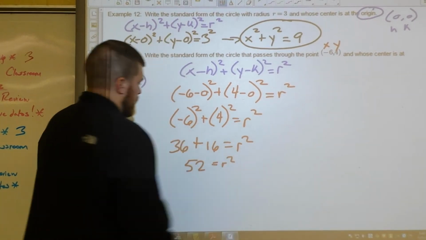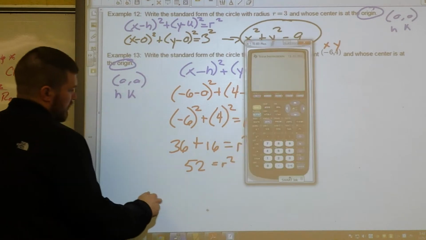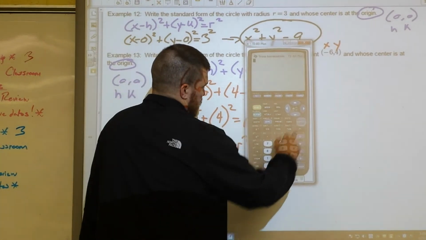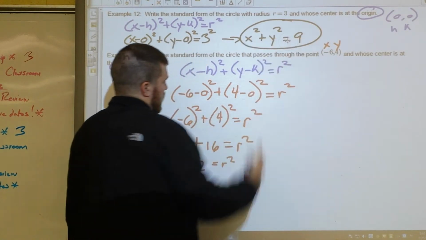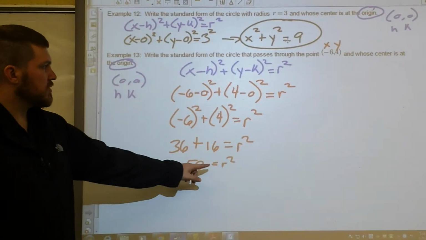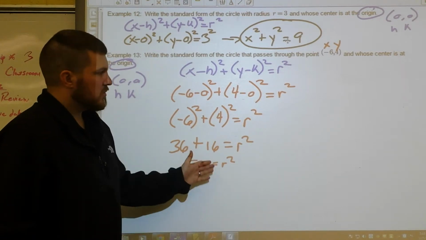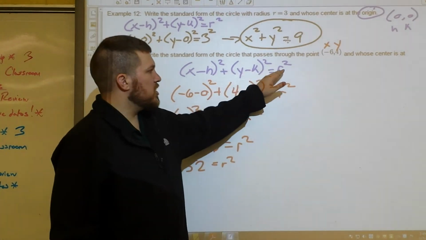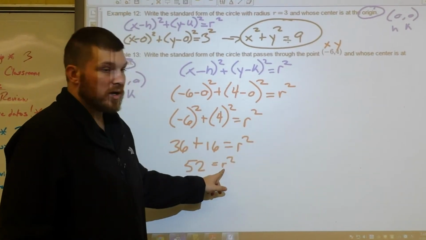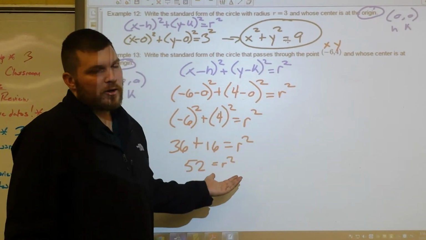And if you can't do that in your head, it's always a good habit to go back and double check your simple arithmetic. Use the calculator. 36 plus 16, 52. Okay, it only takes an extra second. So 52 is my r squared. I could get what the actual radius is, r, but I don't really need to, because to complete this equation, all I need is r squared, which is what I have. So I have what I need to complete the equation, so why go farther?